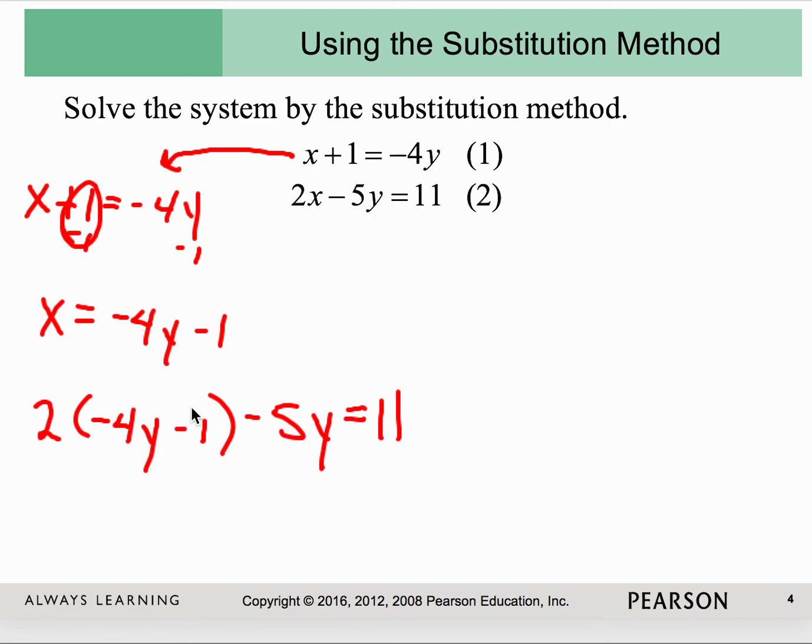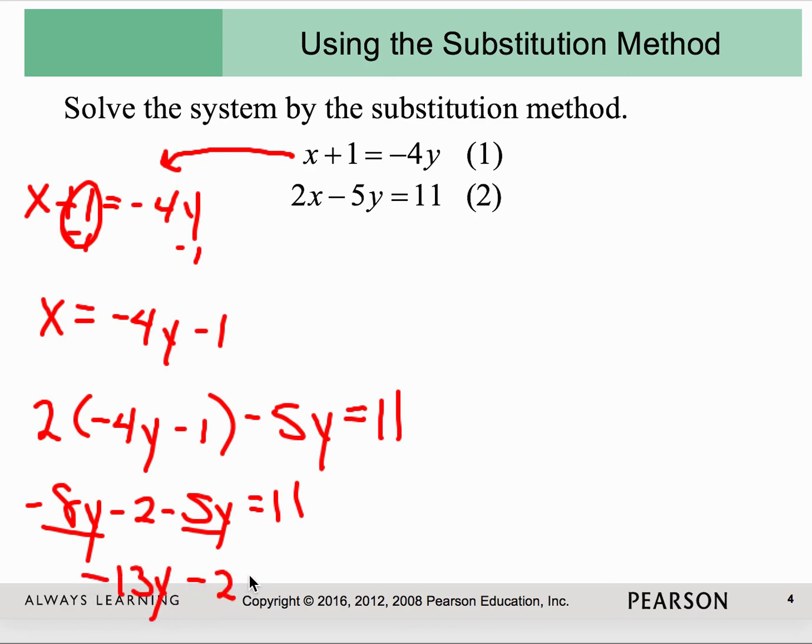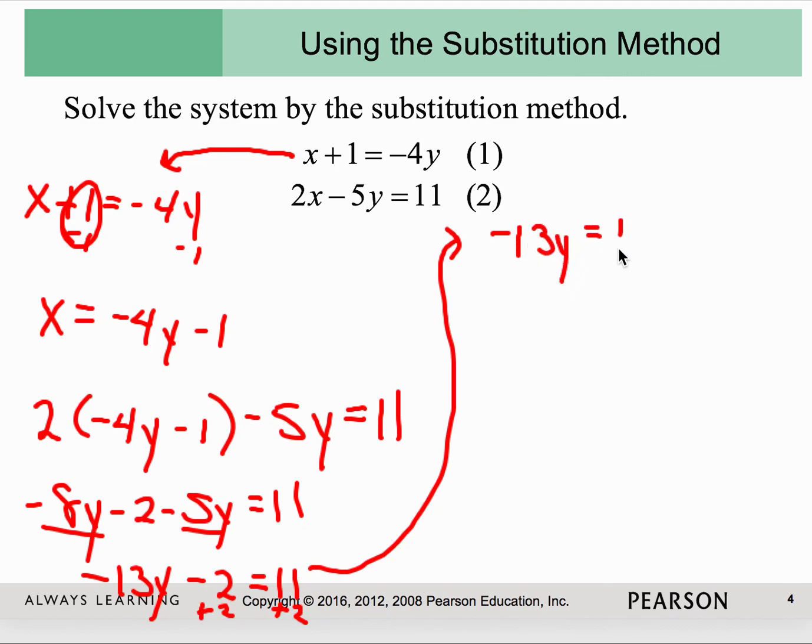Now I have an equation I can solve. It just has one variable in it. Let's get rid of parentheses. Negative 8y minus 2 minus 5y equals 11. Simplify, combine like terms. Minus 13y minus 2 equals 11. Okay, let's add 2 to both sides to get minus 13y equals 13, and divide by negative 13. So y equals negative 1.